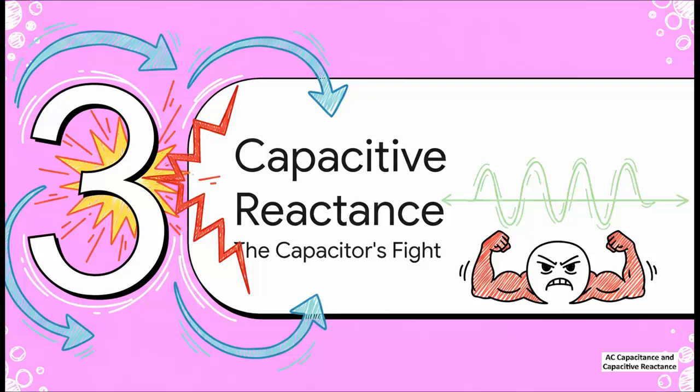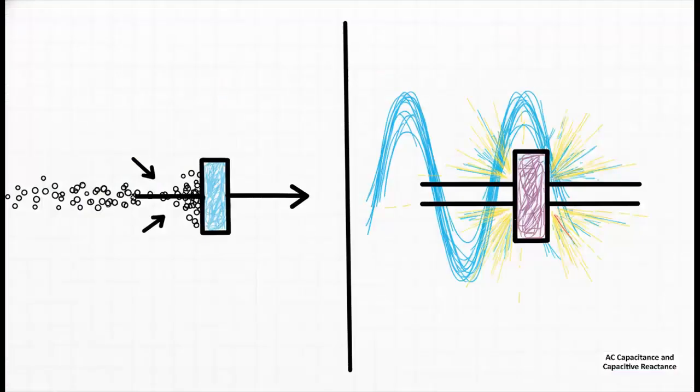But does the capacitor just let this happen? Does it put up any kind of a fight? Oh, you bet it does. And that opposition has its own special name. A resistor's job is simple. It provides resistance. But a capacitor?